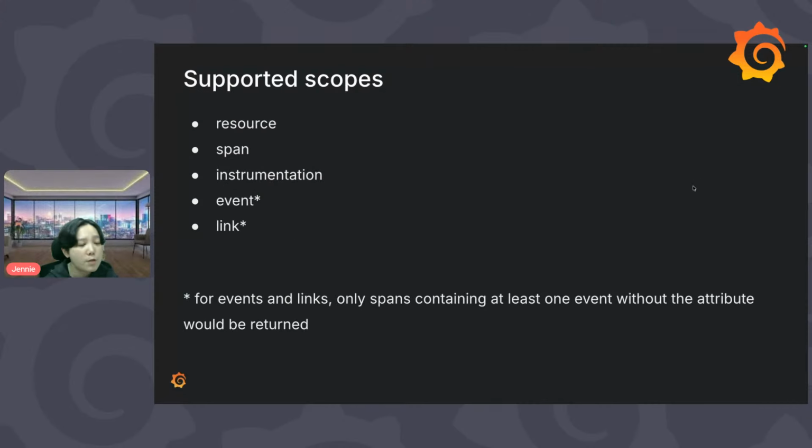So the scopes that we support are pretty much all scopes: resource, span, instrumentation, and links and events. The only caveat about links and events is we will only return the span where there is at least one event or one link without the attribute. Because remember, there can be multiple links and multiple events in a span. So if there are 2 events in a span and one has foo and one does not, that span still gets returned because one of the events does not have the attribute, right?